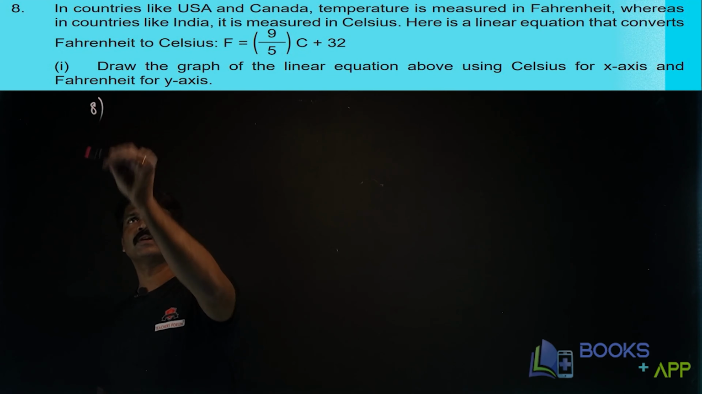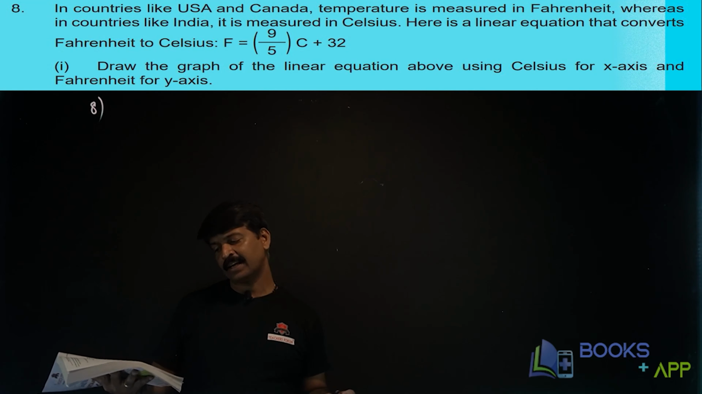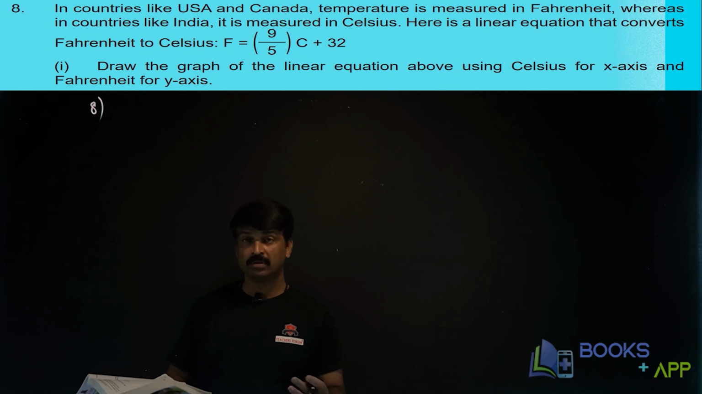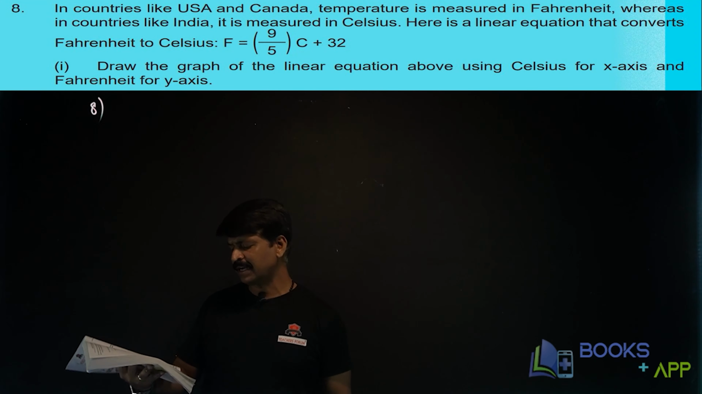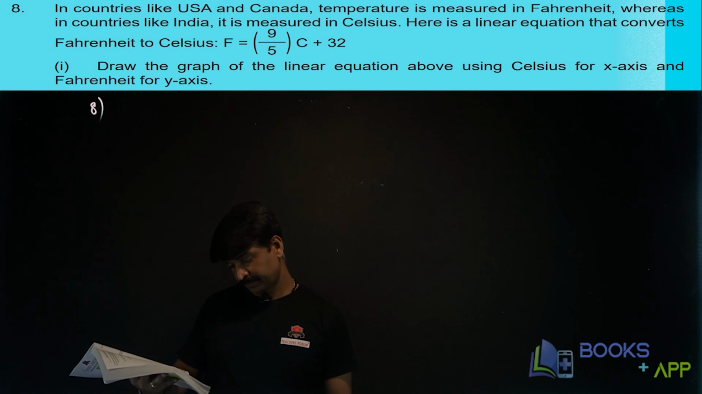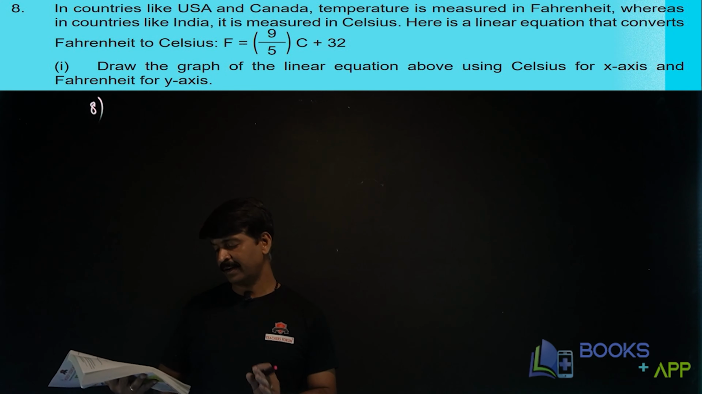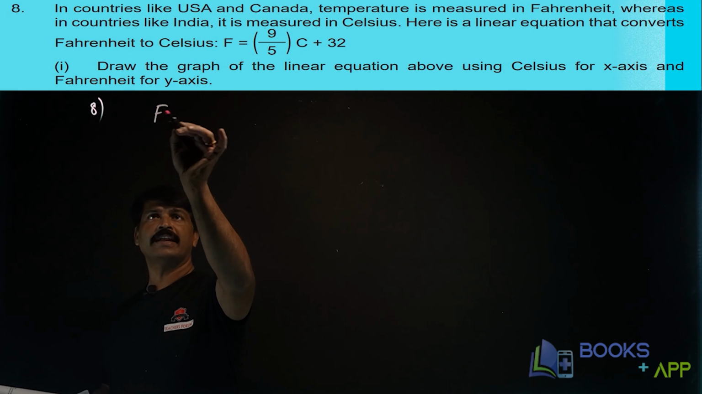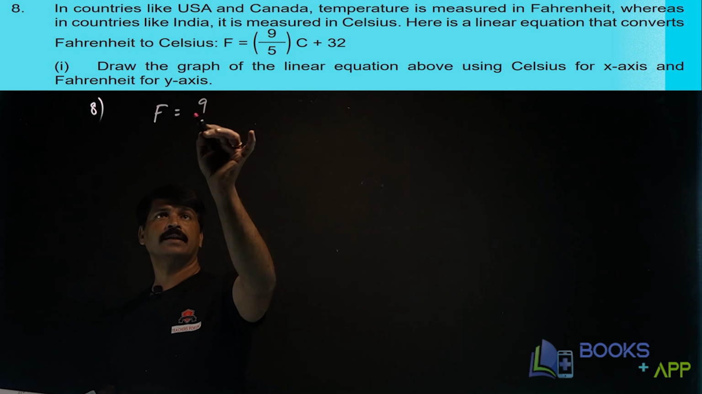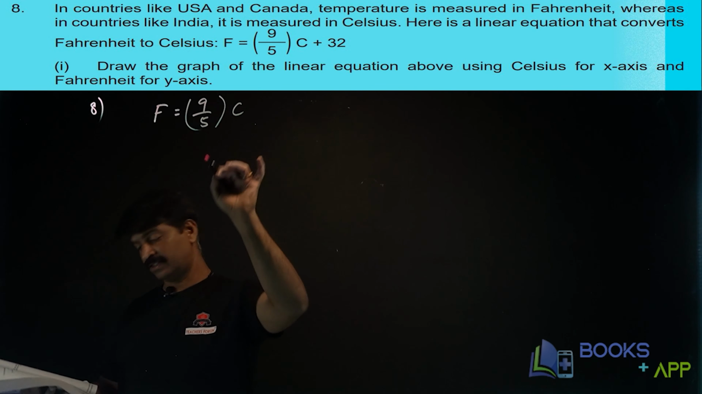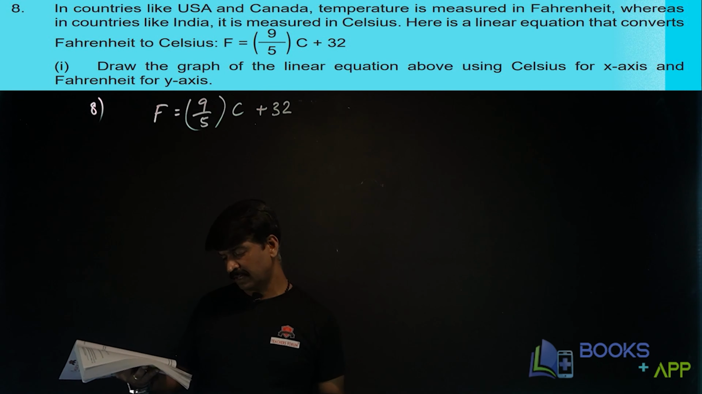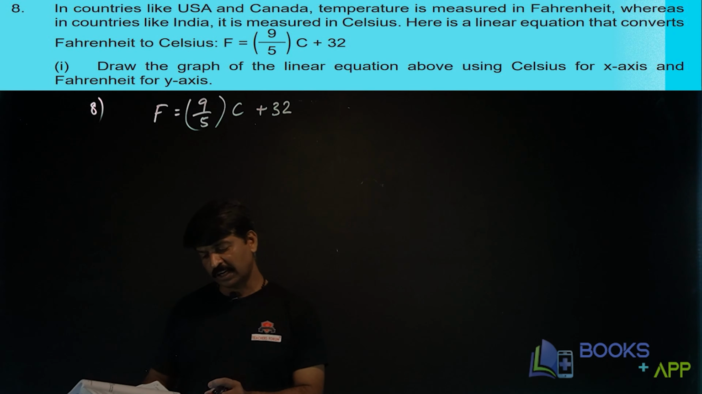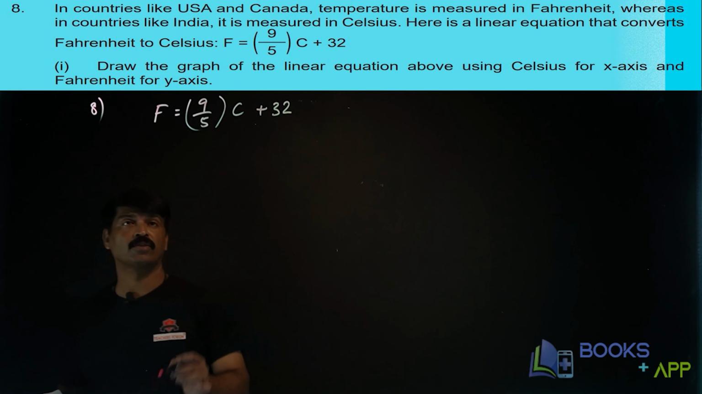Now, let us read question number 8. In countries like USA and Canada, temperature is measured in Fahrenheit. You know, it is another scale for measuring temperature. Usually, we use degrees Celsius, whereas in countries like India, it is measured in Celsius. Here is a linear equation that converts Celsius to Fahrenheit: F is equal to 9 by 5 into C plus 32, where C means centigrade. Now the question is, draw the graph of the linear equation given.